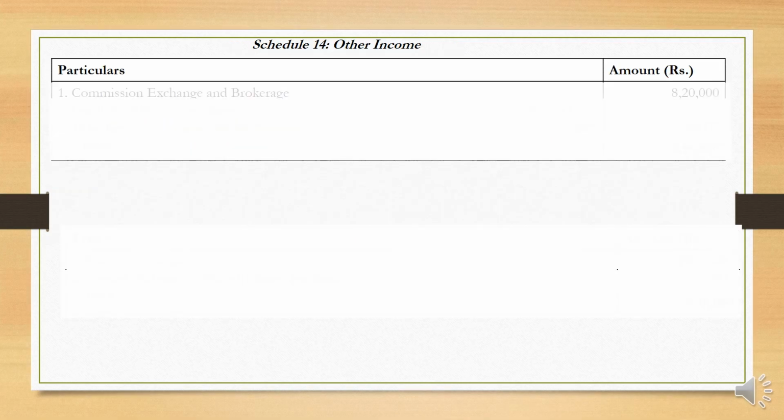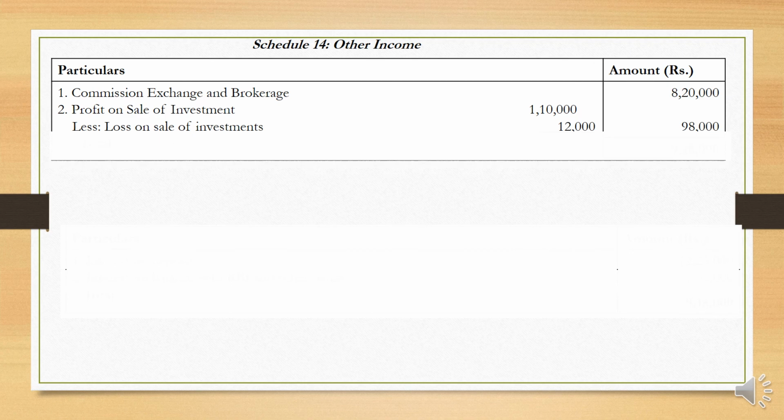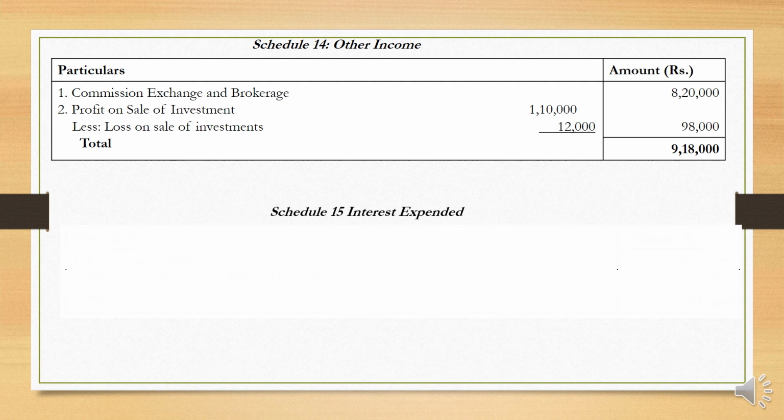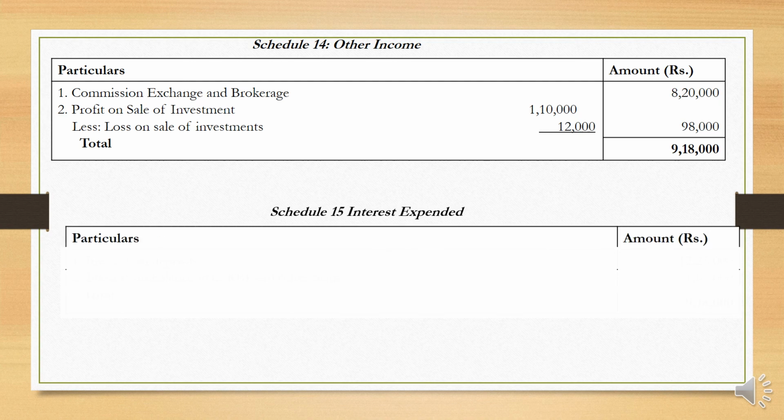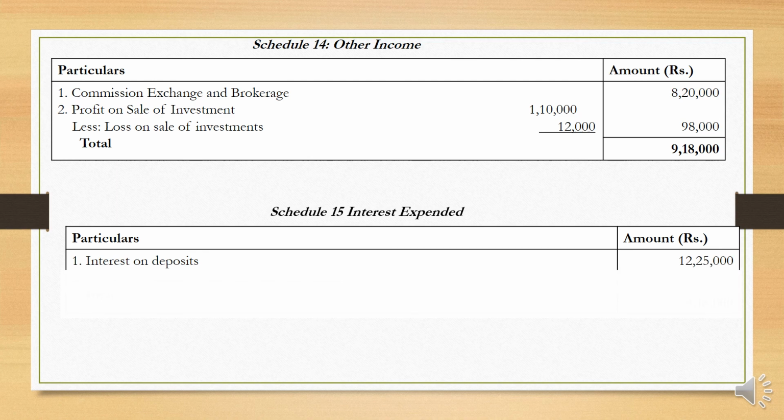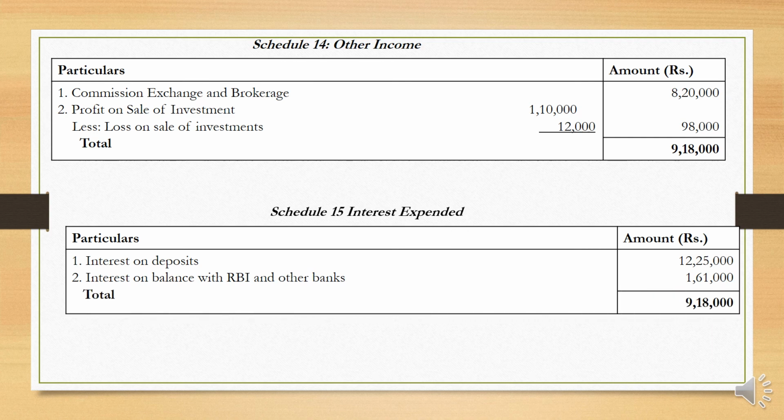Then other income: commission, exchange and brokerage 8,20,000. Then profit on sale of investment. Interest on investment comes under schedule number 13, but profit on sale of investment 1,10,000 comes under schedule number 14, other income. The loss on sale of investment is supposed to be deducted from that, so that we get a net amount of 98,000. So total other income will be 9,18,000. Then interest expended, which is given here: interest on deposits 12,25,000, interest on balance with the Reserve Bank of India and other banks 1,61,000.